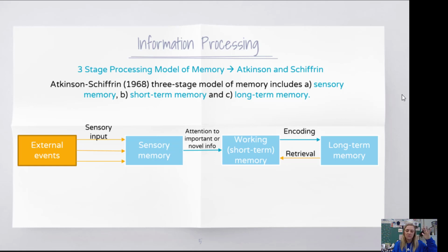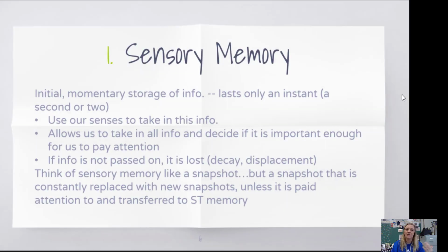So let's talk about each of these different stages more in depth, starting with our sensory memory. So sensory memory, like I said, is our initial stage of storage. You can test the sensory memory by closing your eyes. And if you can see outlines of things, that's your sensory memory working. It only lasts for a moment or two. This is like half a second to 3 seconds max.